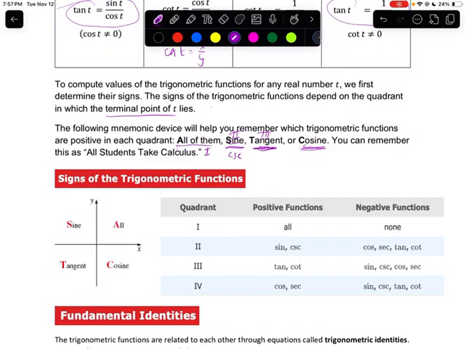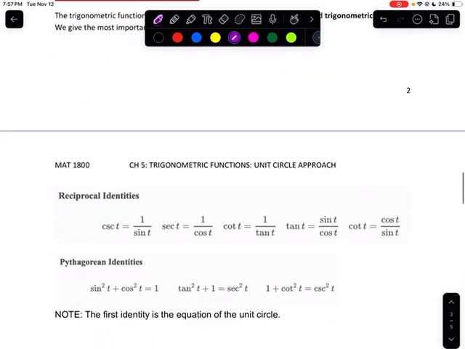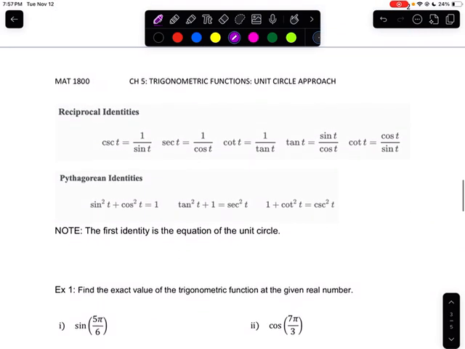Here is another way of looking at it. Signs of the trigonometric functions, quadrant 1, 2, 3, 4. In 1, all of them are positive. In the second, sine and cosecant are positive. Everything else is negative, which is written here, and then so on. So you can look at the rest of the signs.